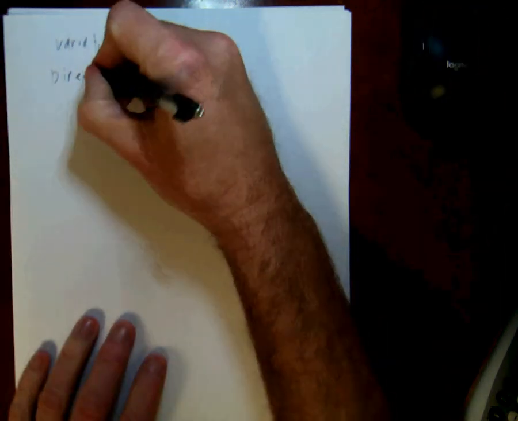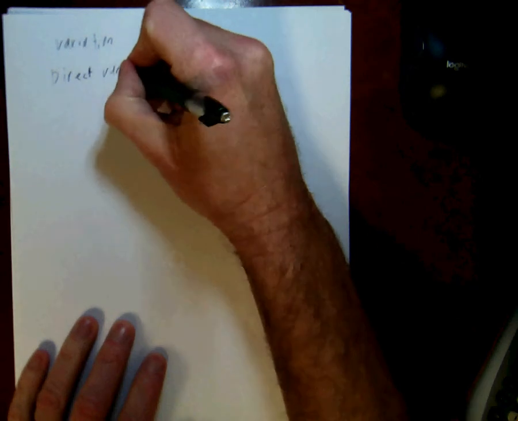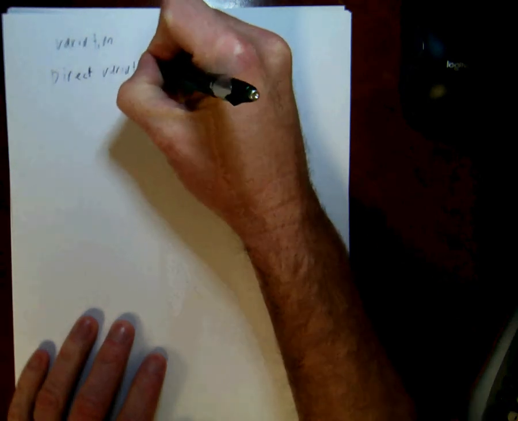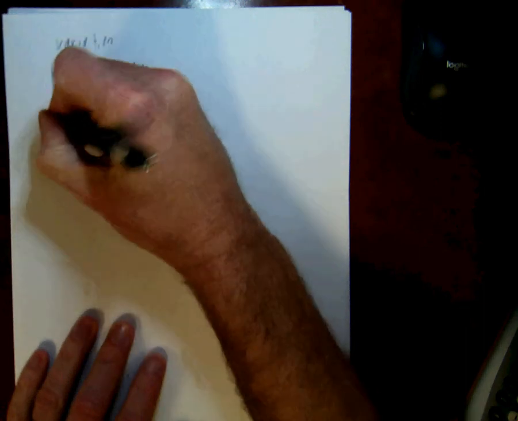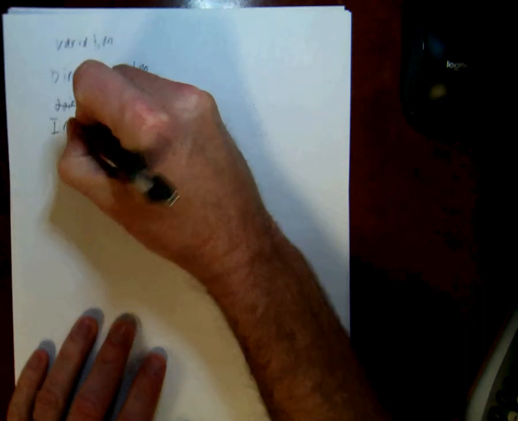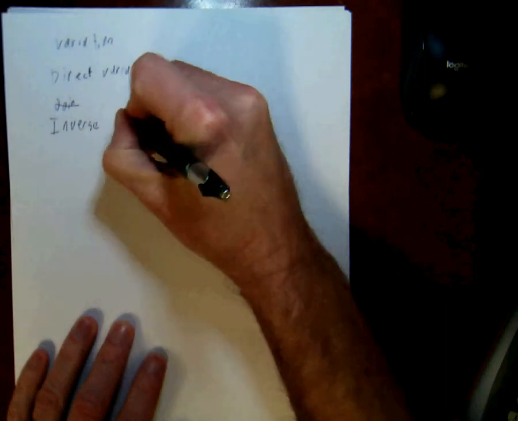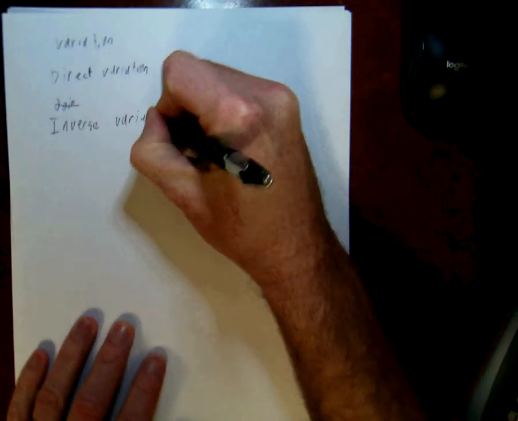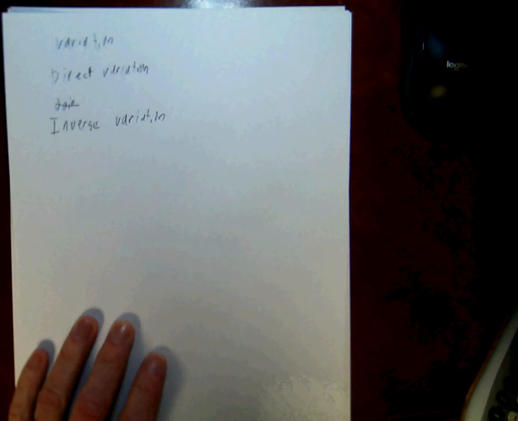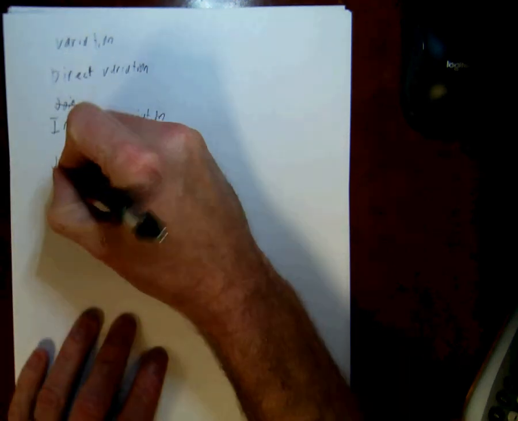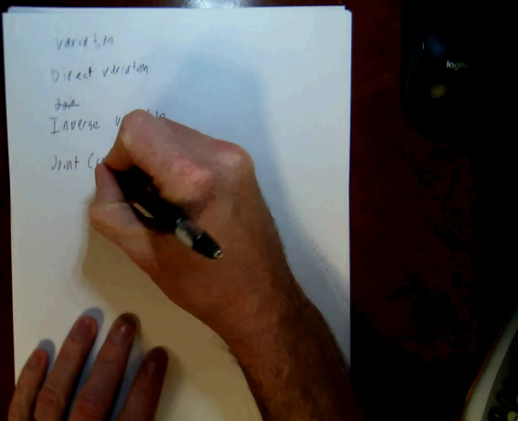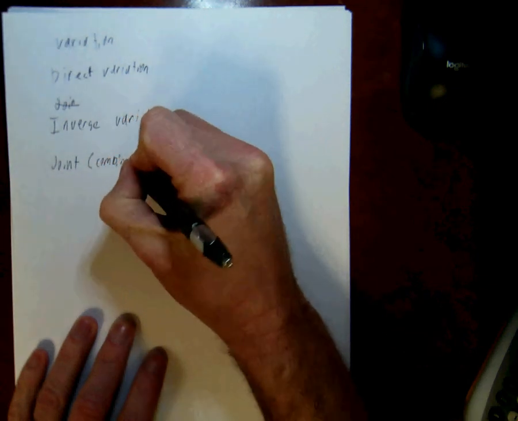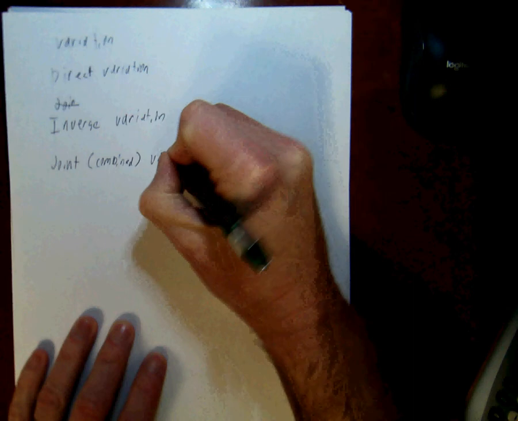So I've got direct variation. I have joint. Oh, actually, I'm going to do inverse first. Variation. I've got joint, although your book calls this combined. Variation.